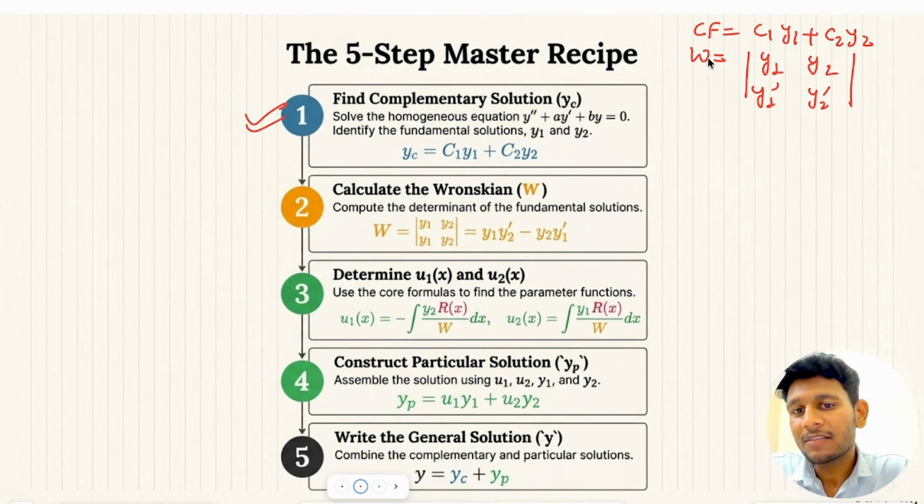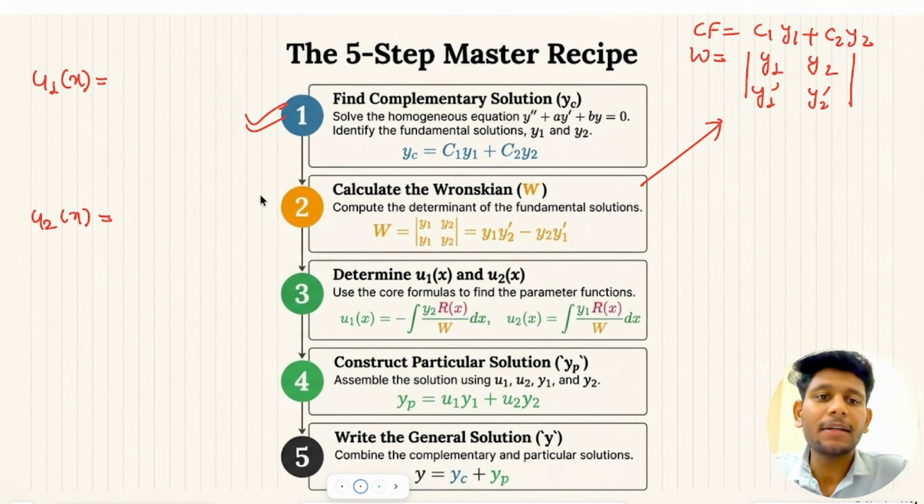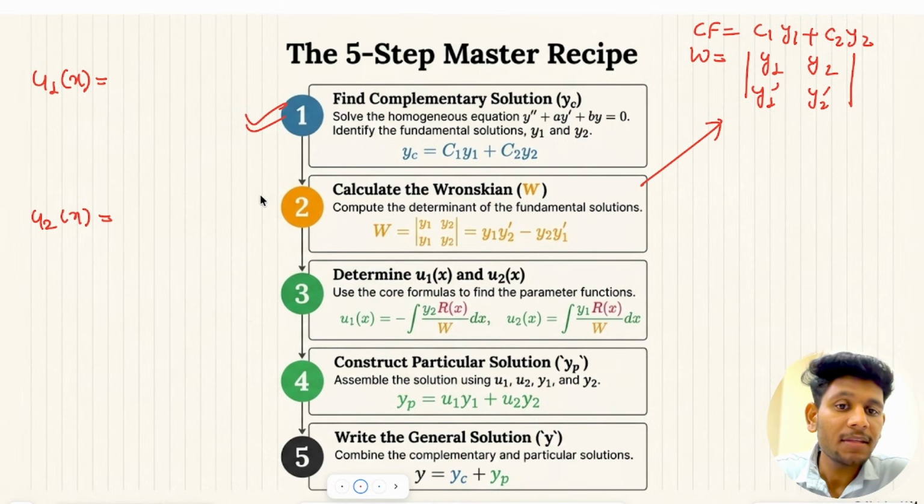We will find out the value of this Wronskian. Why are we finding it? Because we need the values of u1 and u2, which are two different terms. Now how to find out these values? These are very good formulas, and how to write them is very important.